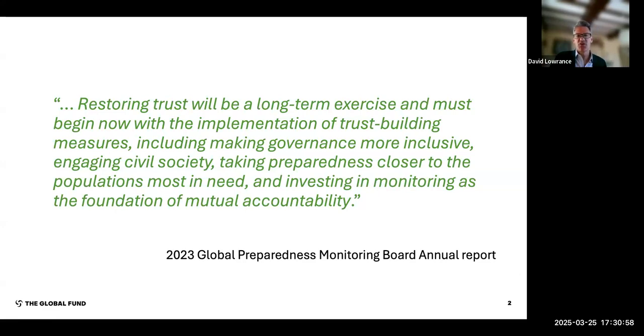Restoring trust will be a long-term exercise and must begin now with the implementation of trust-building measures, including making governance more inclusive, engaging civil society, taking preparedness closer to the populations most in need, and investing in monitoring as the foundation of mutual accountability. Okay, so that's, I think, at the essence of this discussion today.